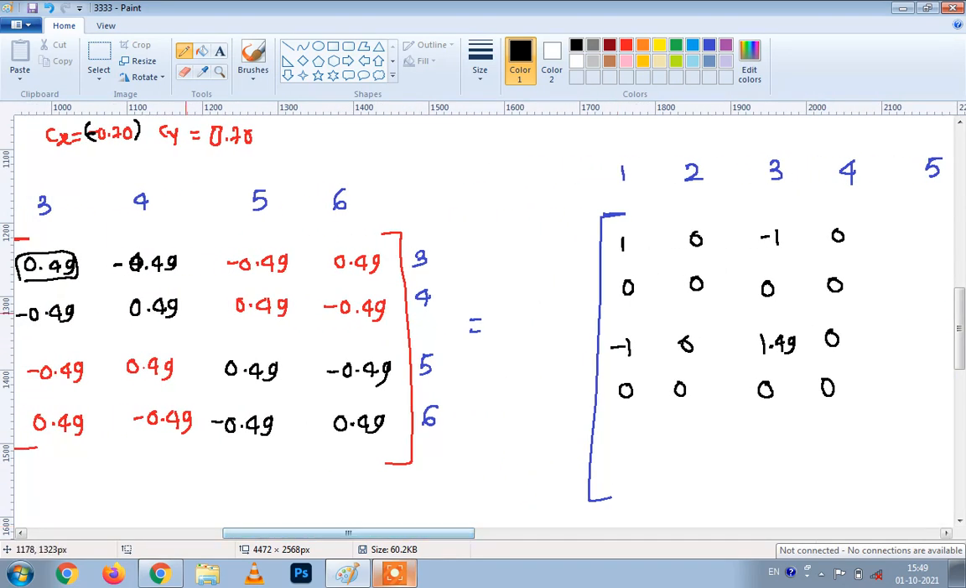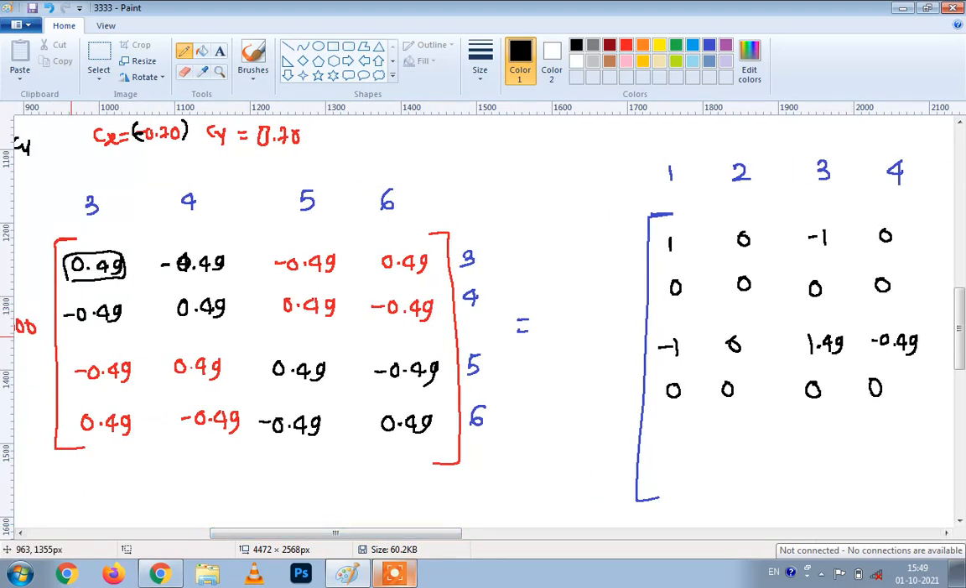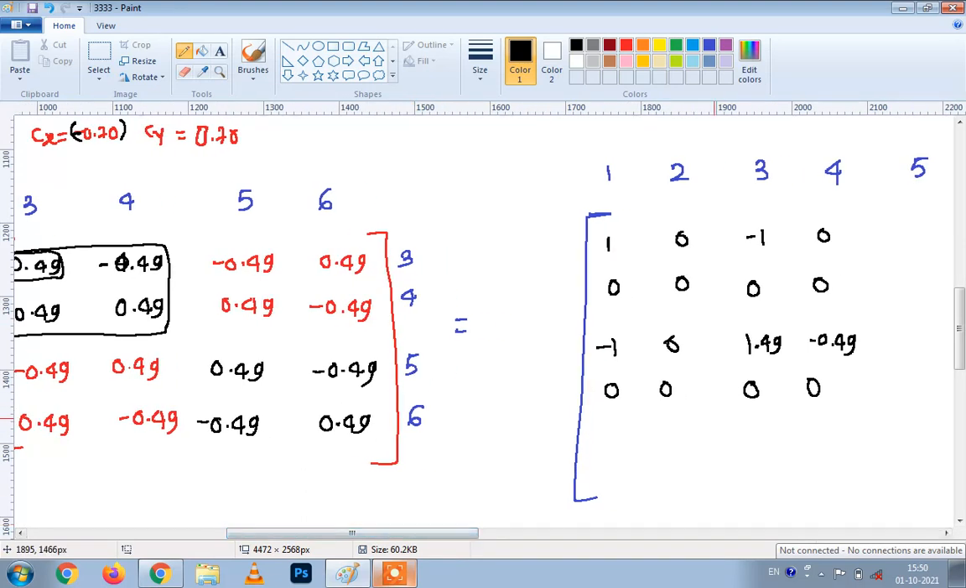Now the next element is 0 minus 0.49. So it will become directly 0.49. Now we will simply place these 4 values first. So here it will become minus, its location. I will explain again.